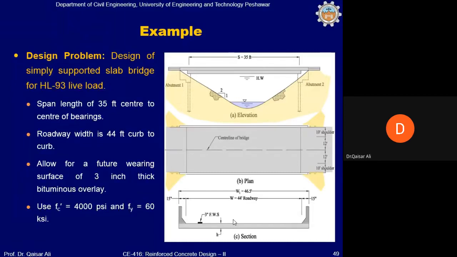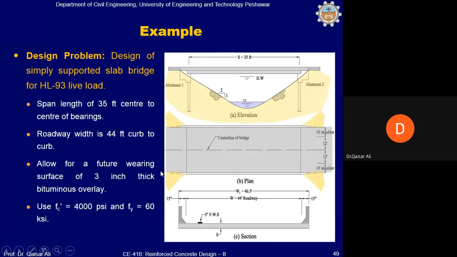For HL93 live load, the span length of the bridge is 35 feet, center to center of bearings. Bearing means from the bearing plates. And the width of the bridge from curb to curb is 44 feet. Allow for a future bearing surface of 3-inch thick bituminous overlay. The concrete strength is 4,000 psi and steel is 60 ksi.